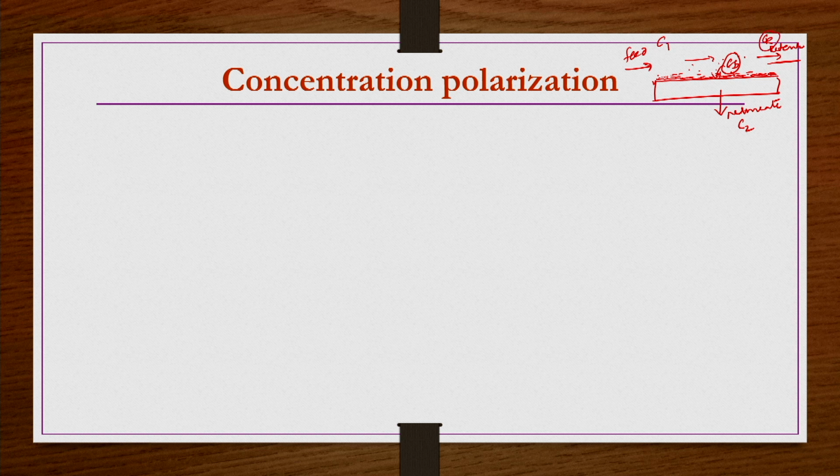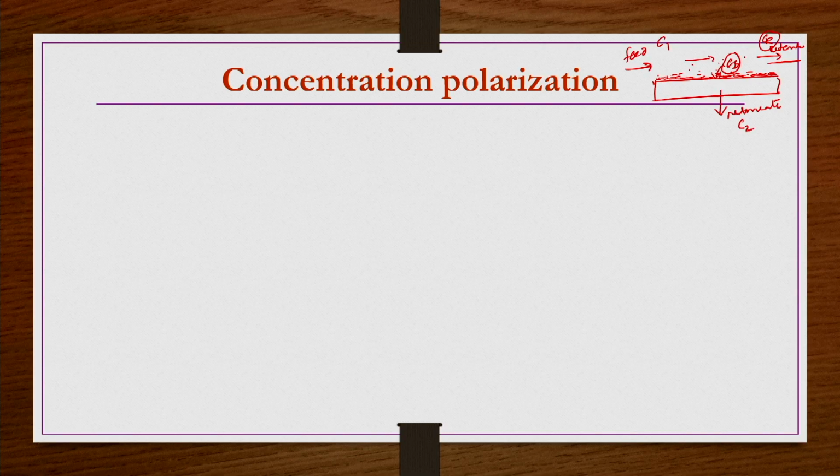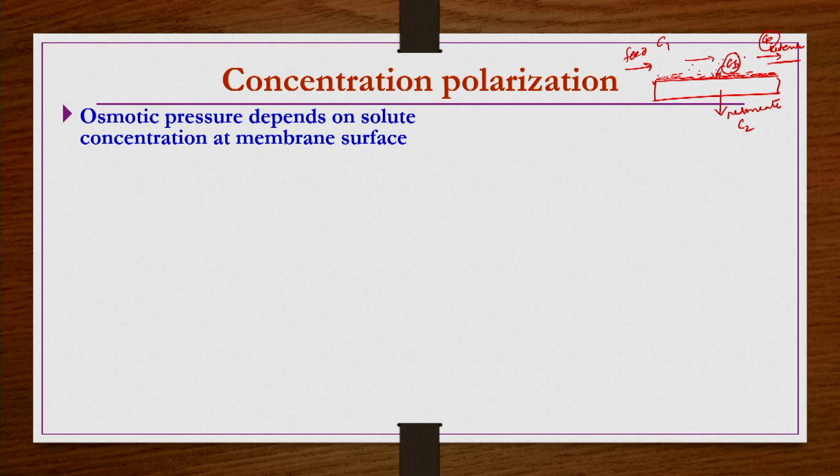Now, because of this concentration polarization, the flux gradually decreases or the pressure drop increases. And when the pressure drop increases, Cs also increases gradually. These kinds of phenomena occur for an ultrafiltration membrane. This concentration polarization concept we are going to see now, and then we are going to develop an equation for this case. So now, osmotic pressure depends on the solute concentration at the membrane surface.